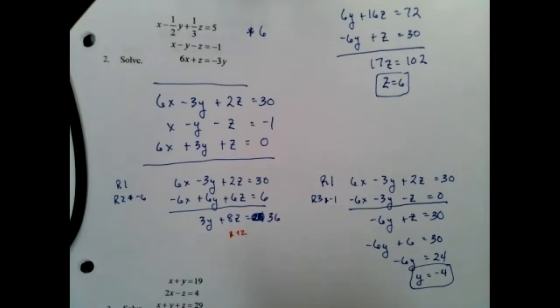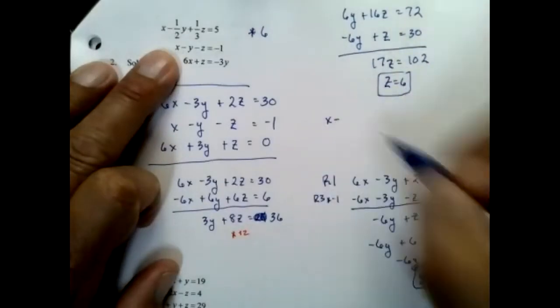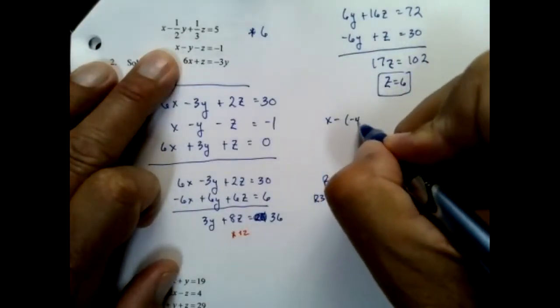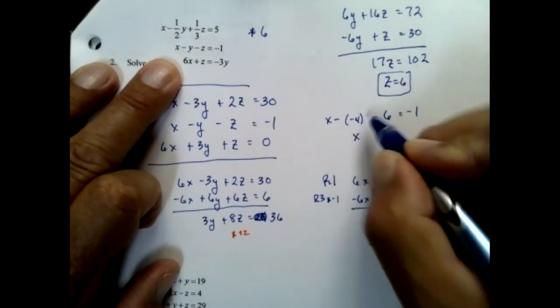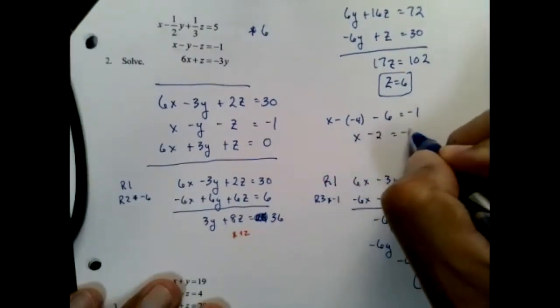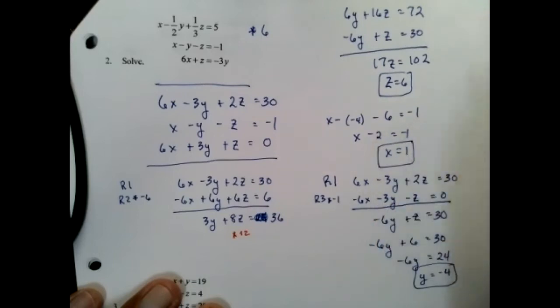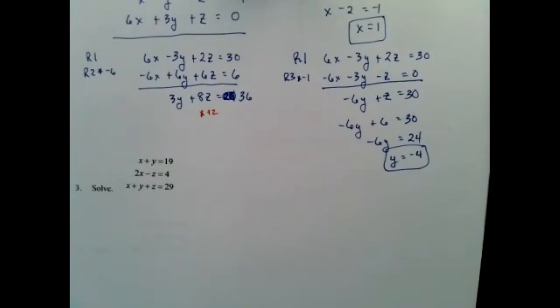What am I left? I need x yet. I'm going to come up here and take this first one. X minus y minus z equals -1. That becomes positive -2. X equals 1. X is 1, y is 4, z is 6. What do you think about that? Quiet today.